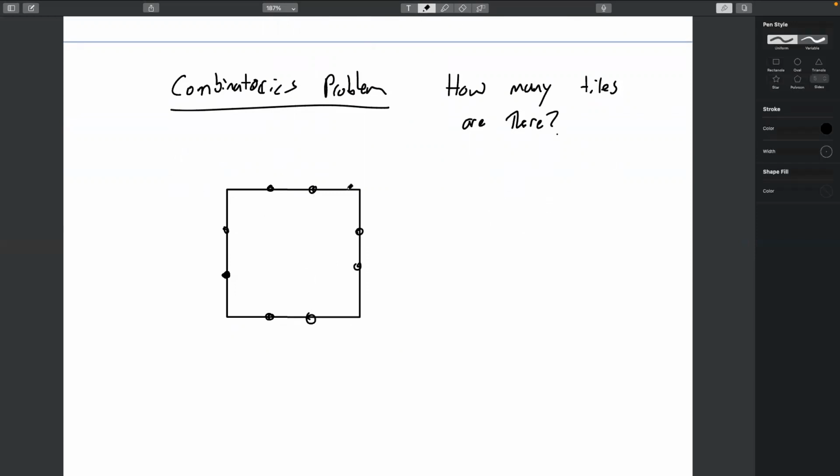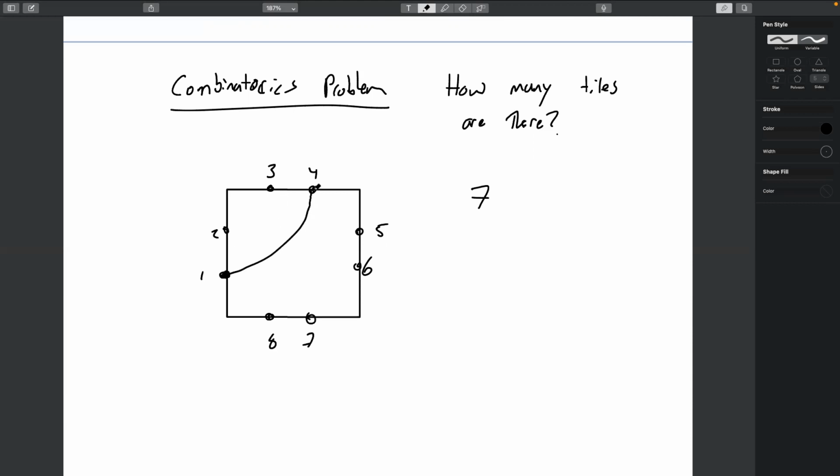So I'm going to label these points 1, 2, 3, 4, 5, 6, 7, and 8. And I'm going to go in order and think about how many options I have. If I start at point 1, how many options do I have for what 1 could connect to? 7. There are 7 options, right? No matter what I do, if I do this, or this, or this, I still have some more choices to make, right?